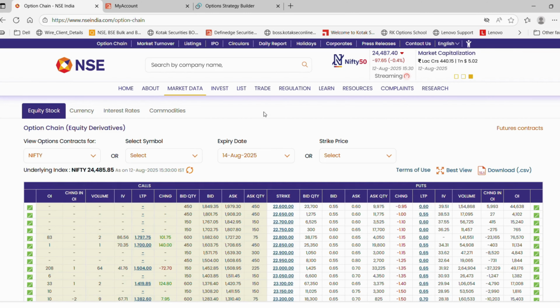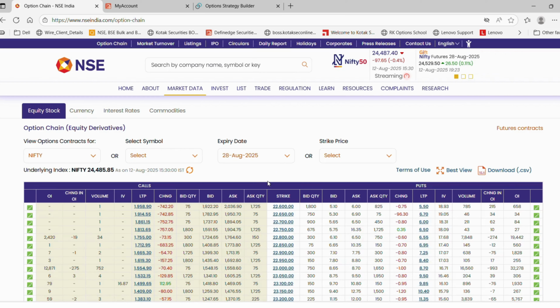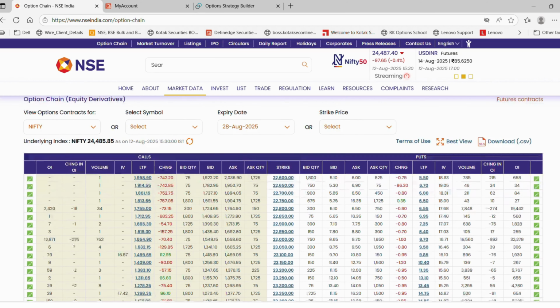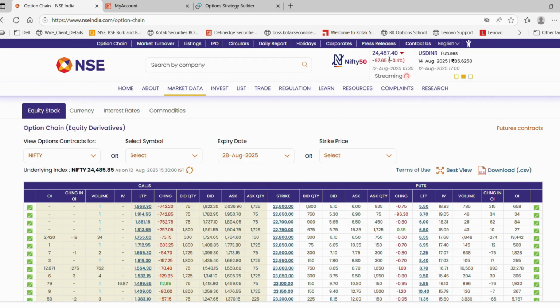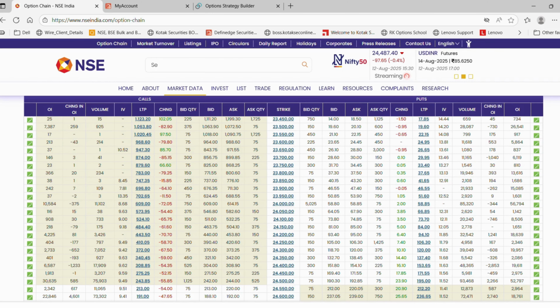On the left hand side are the strike prices for all the calls, and on the right hand side the strike prices are for the puts. Now the current price of Nifty is 24,487, which is close to 24,500. So you can scroll down to 24,500, the nearest strike price, that is called at the money.